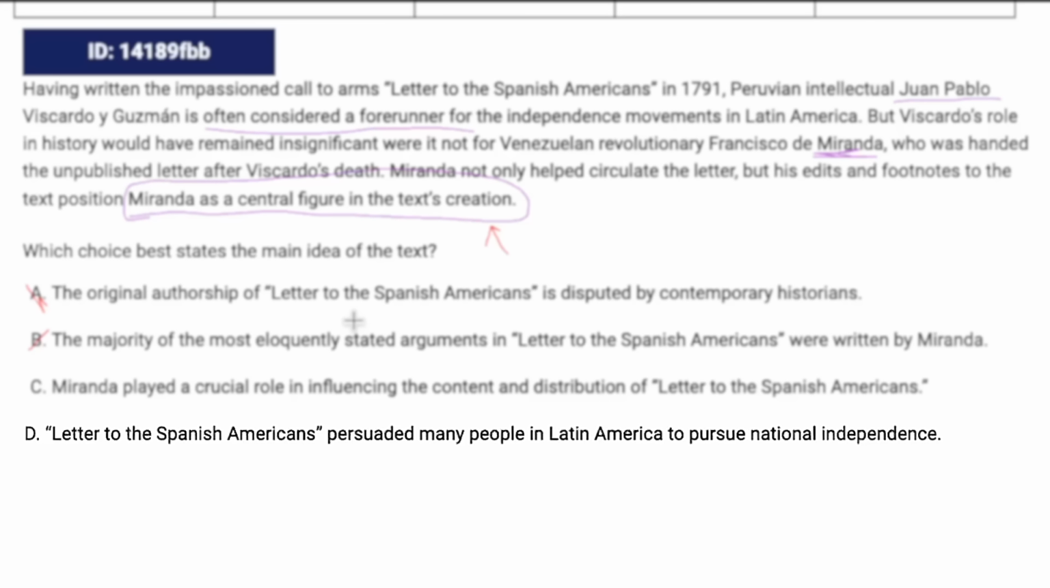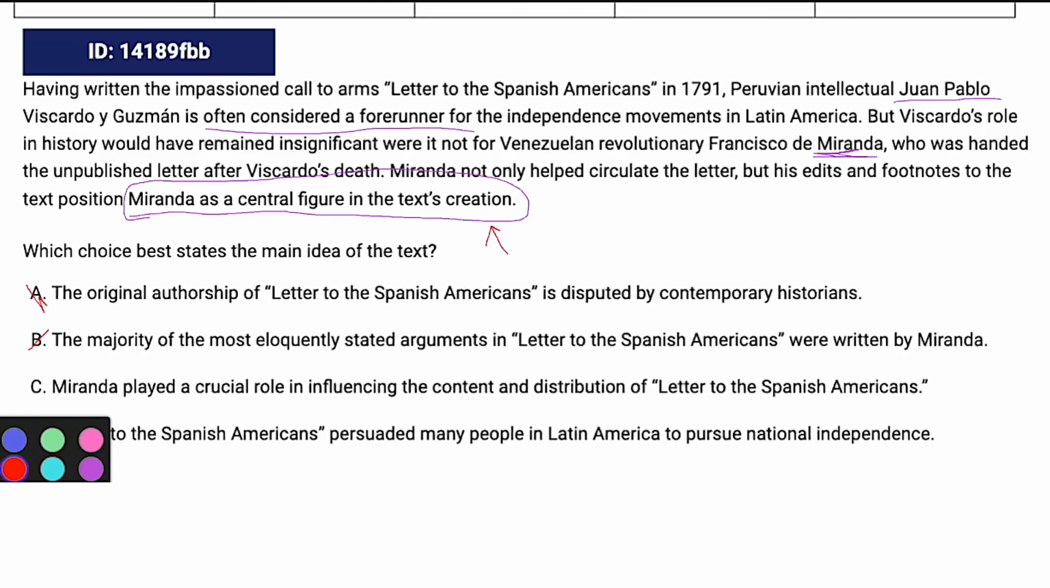And then D, the letter persuaded many people to pursue national independence. We don't know, we don't care. So, yep, choice C. So there you have a couple of examples of the main idea showing up either at the beginning or the end of the text, and sometimes maybe a little mixture of both.